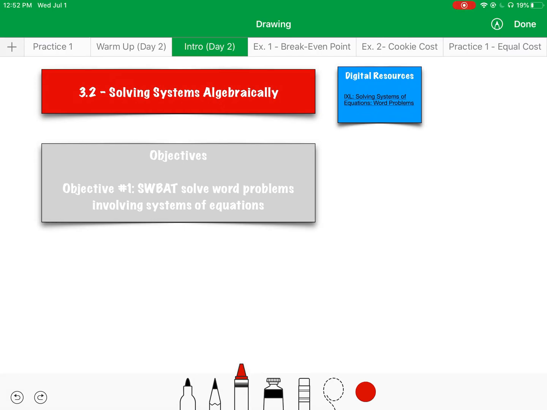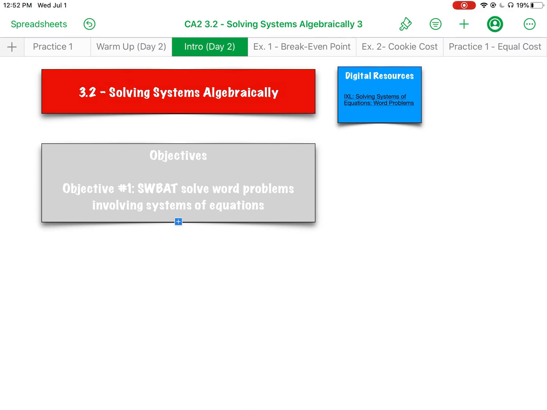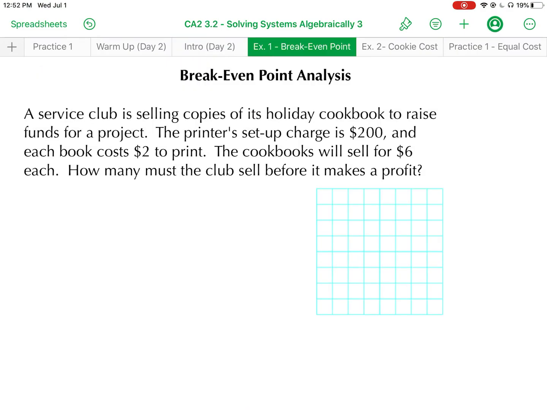All right, here we're in day 2 of section 3.2. We are now looking to solve some word problems that involve systems of equations, okay? I'm going to walk through a couple examples with you, and then you've got one practice example to try yourself, okay? The first example is referred to as a break-even point analysis, all right?